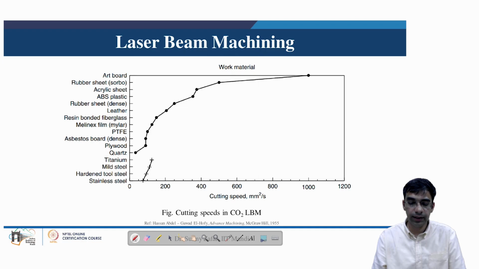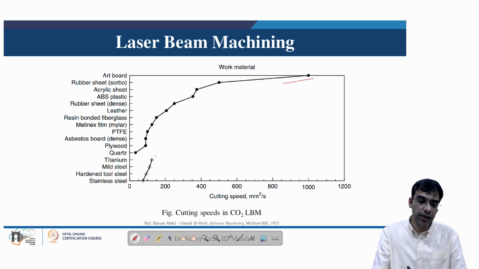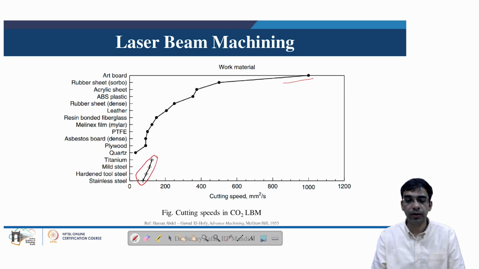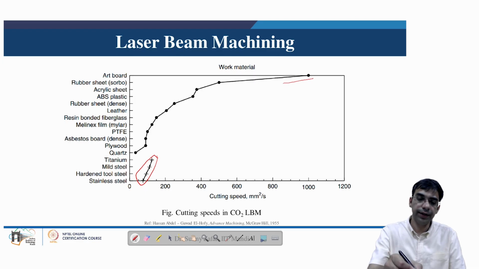Here we can see the cutting speed of various materials which can be machined using laser beam machining. All the materials which are non-metallic can be machined at much higher speeds, and all the metals, as shown here, can be machined only at a slower speed because of the challenge of reflectivity.